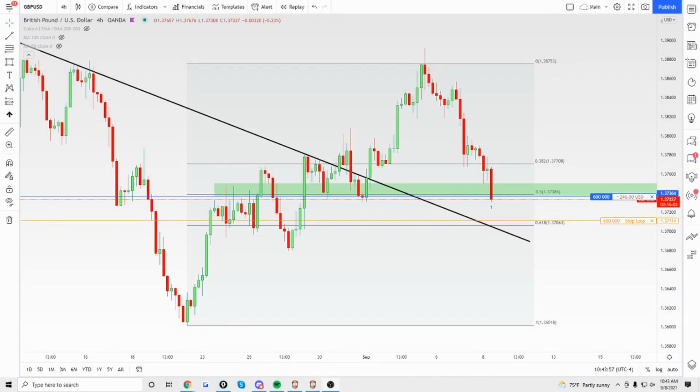Hey guys, welcome back to another live trading video. Today I'm taking a look at GBP/USD to the long side, and I am looking for a bounce off of this current level. Now what you'll notice is I do already have a position open on this trade.